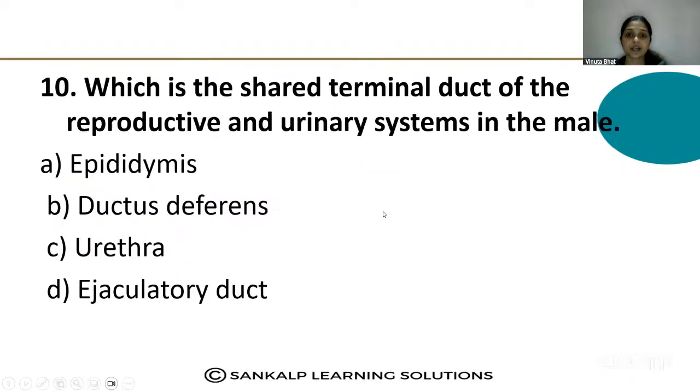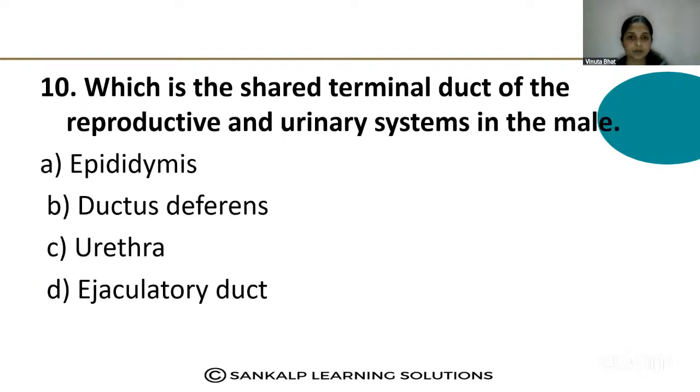Which is the shared terminal duct of the reproductive and urinary systems in the male? That is the common passage for the sperms and the urine: epididymis, ductus deferens, urethra, ejaculatory duct. The correct answer is the urethra. Urethra acts as the common passage for the sperm and the urine. Option C is the correct answer.